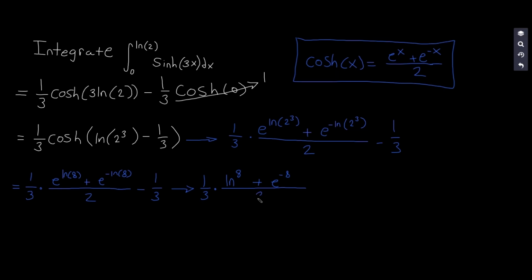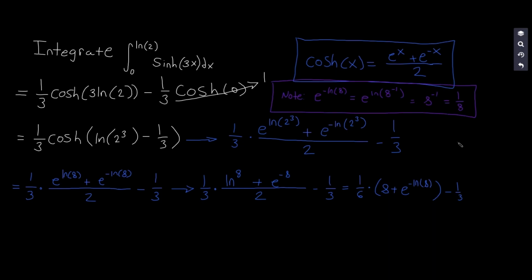And then down below in the denominator, we'll have a 2, and we'll subtract that 1/3. We'll multiply this 2, and we'll multiply this 3 here. And this is actually going to give us 1/6 times 8 plus e raised to the negative natural log of 8, minus 1/3. Something to note here.